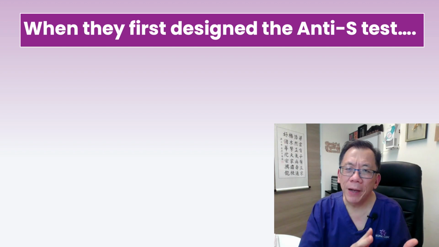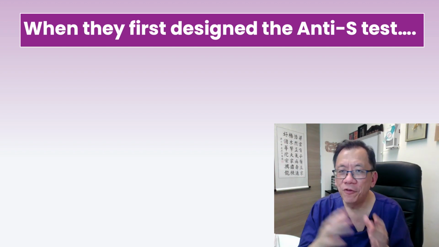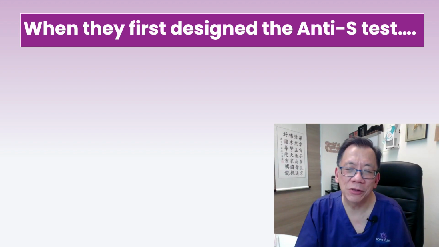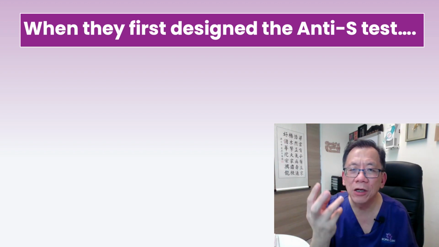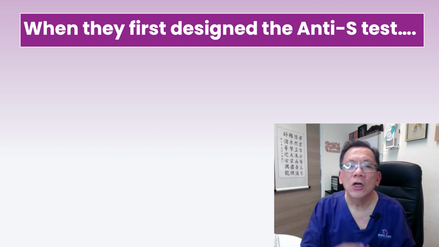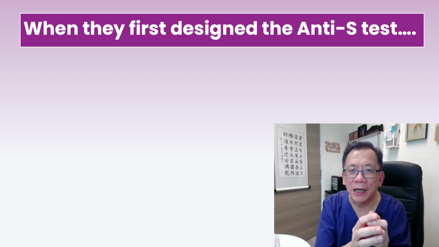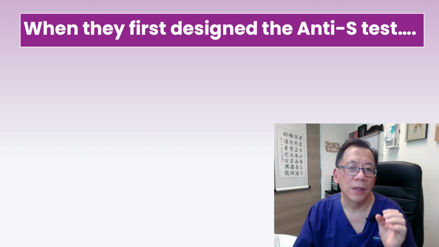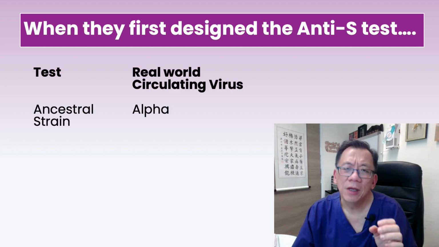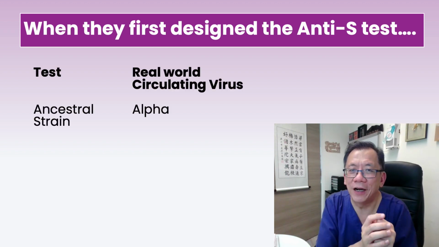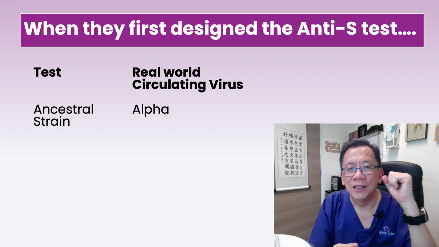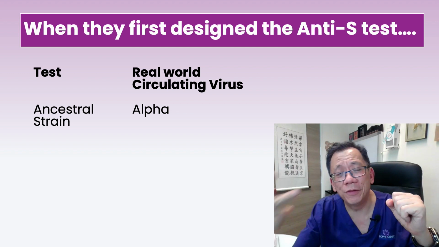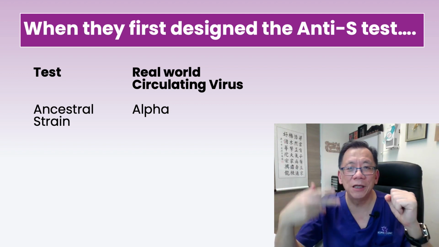Now I'm going to take you back to the beginning of 2020 when they first discovered the virus and they wanted to make an antibody test for it. They only had the original ancestral strain, so they designed the anti-S according to the ancestral spike protein. That was their first version of it. But you realize that the virus didn't stop there. The test kit design stopped there, but the virus kept mutating.